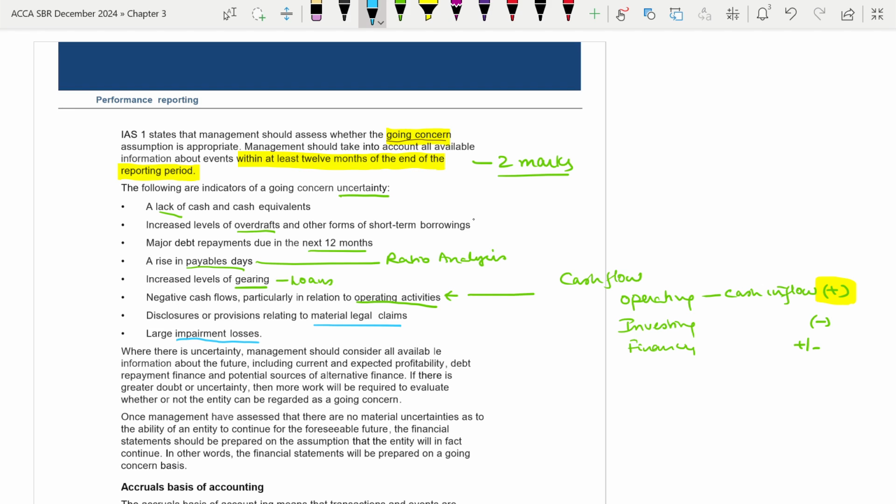Any idea about this? Which standard? IAS 16? Which standard is that? IAS 36. Okay, IAS 36, impairment. We will cover this.